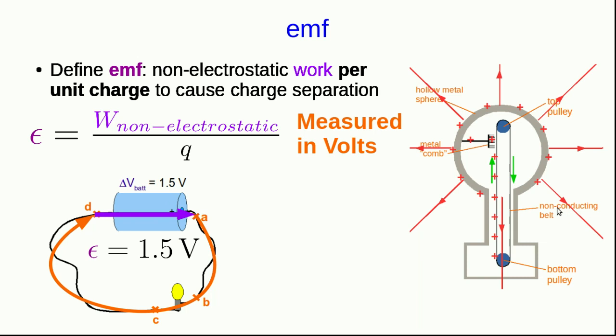A word of caution about potential difference and EMF and volts. Because EMF and potential difference have the same units, namely volts, they're both often referred to as voltage. But notice that they're not quite the same thing. One is talking about non-electrostatic work per unit charge, and the other is talking about electrostatic work per unit charge. So it can lead to confusion when you call them both voltage. I will try and avoid doing that. However, it is an ingrained habit, and I may slip up and do it from time to time.